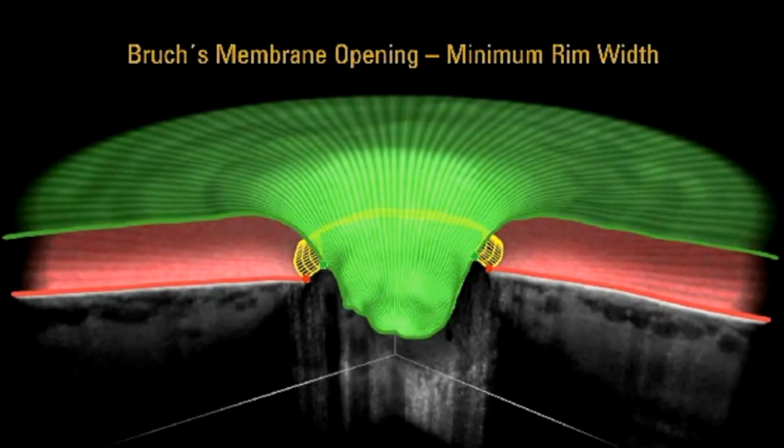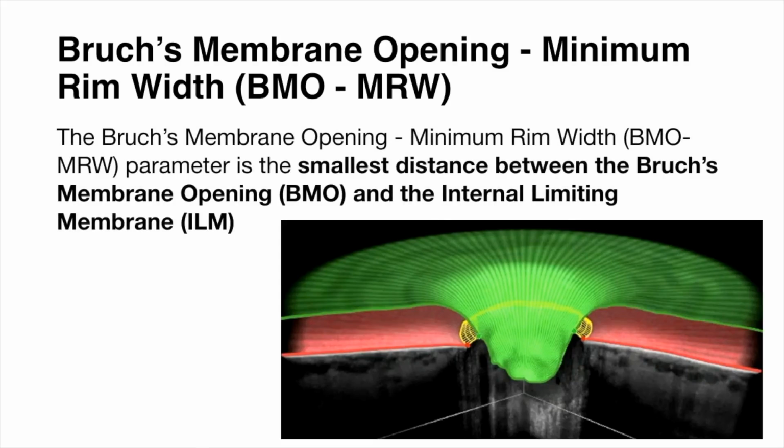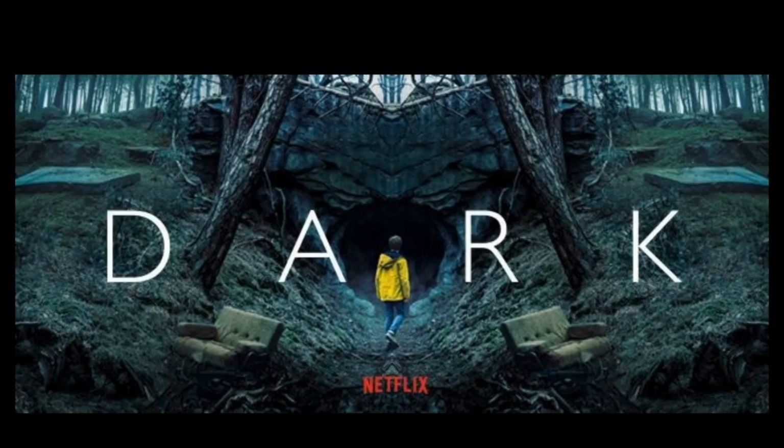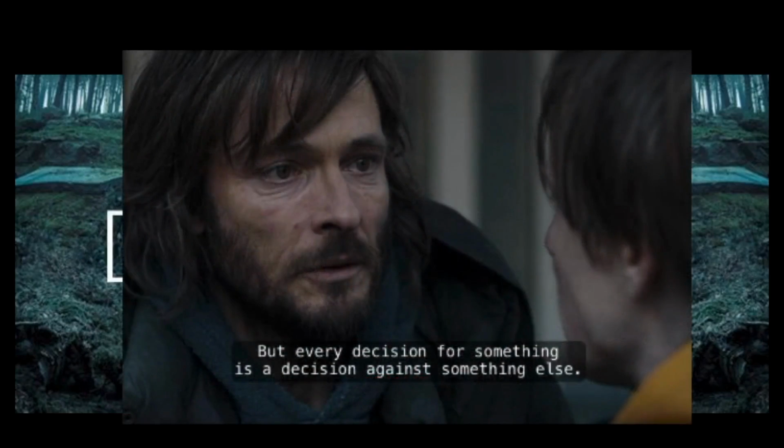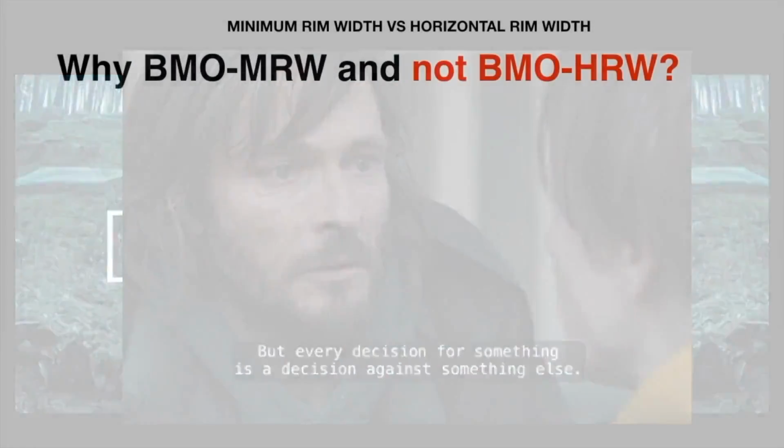Isn't every decision for something a decision against something else, as revealed in Dark, seen on Netflix? Let us see why minimum rim width was chosen over horizontal rim width.